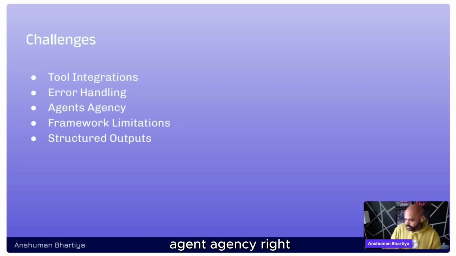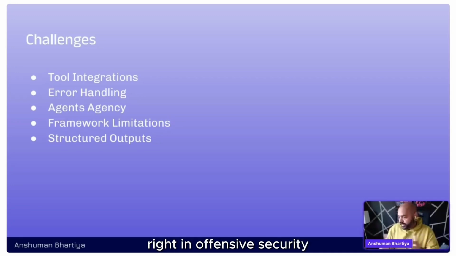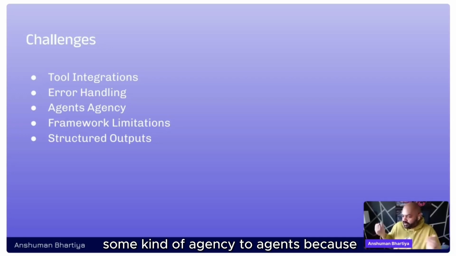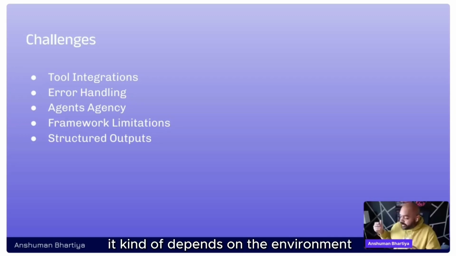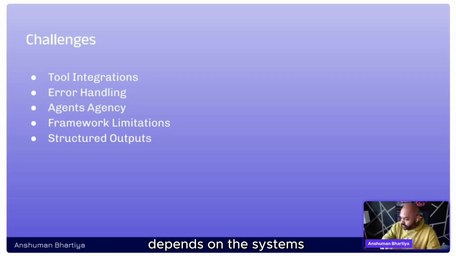Third is the agent's agency, right? So what I mean by that is how autonomous do you want your agents to be to go and do a certain job? In offensive security, I think it's important to give some kind of agency to agents because, let's say if we take SSRF as an attack vector, there are different ways that you can exploit an SSRF vulnerability. It depends on the environment, depends on the systems, or a bunch of other factors, right?